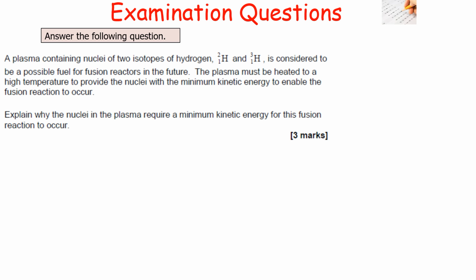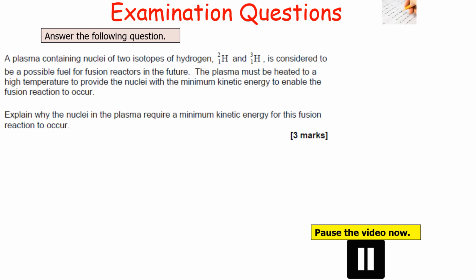The next question says, a plasma containing nuclei of 2 isotopes of hydrogen, 2H and 3H, is considered to be a possible fuel for fusion reactors in the future. The plasma must be heated to a high temperature to provide the nuclei with the minimum kinetic energy to enable the fusion reaction to occur. Explain why the nuclei in the plasma require a minimum kinetic energy for this fusion reaction to occur. So pause the video now, then unpause the video when you want to go through your answer.